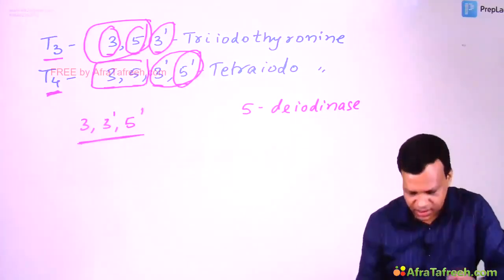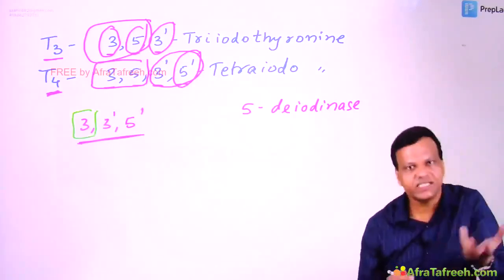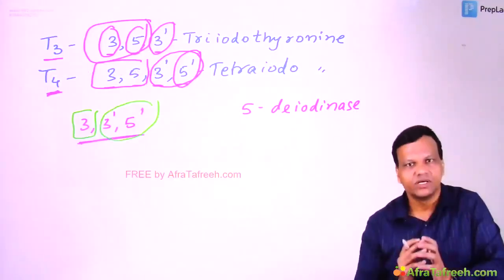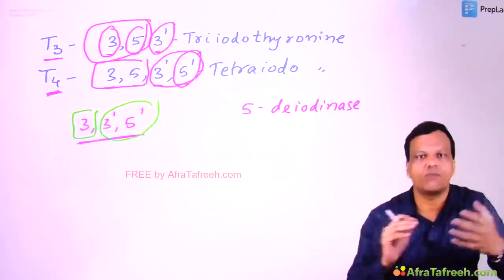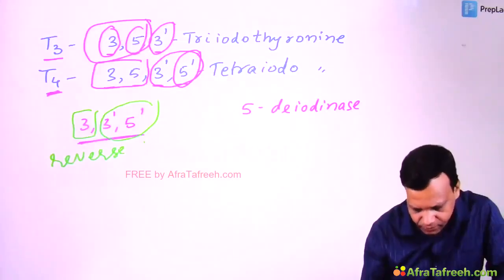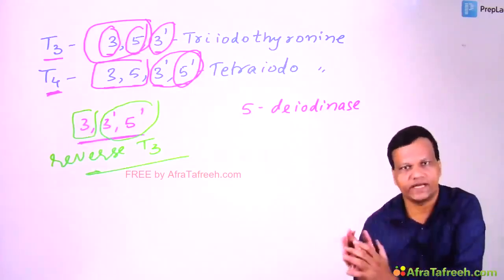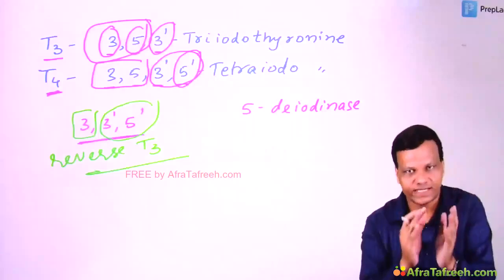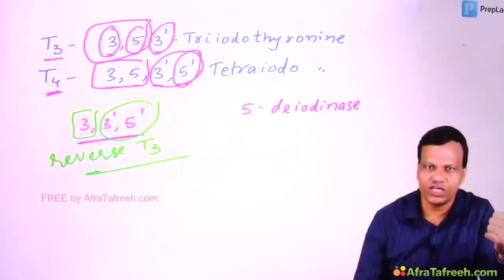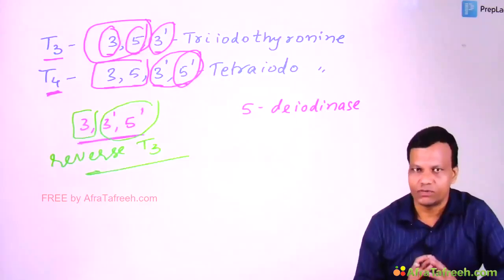So if you see this 3 prime, 5 prime, 3, that means 1 is increasing the activity, whereas 2 substances are decreasing the activity. So this is a totally inactive form of thyroid hormone, and this is known as reverse T3. Reverse T3 is totally inactive. T3 is highly active, T4 is less active, reverse T3 is totally inactive. So if 5-deiodinase works, it forms reverse T3. But if 5 prime deiodinase works, it results in formation of T3.